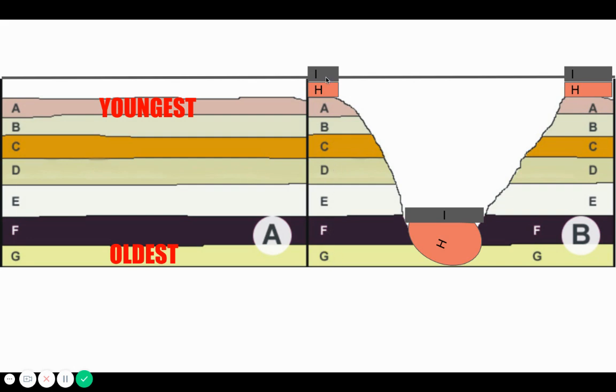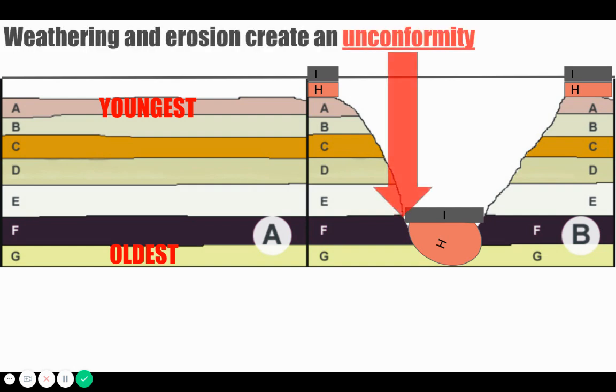But if the person were to go and examine the rock in this center part of the model, then they would see that they have some very old rocks, layers F and G, right up against some very young rocks, layers H and I. So what's happening there is there's an unconformity. The weathering and erosion caused by the river created this unconformity, which has caused there to be a bunch of rock layers missing.